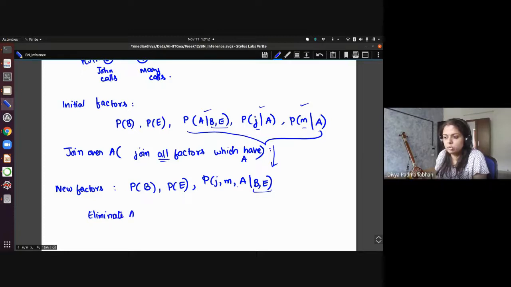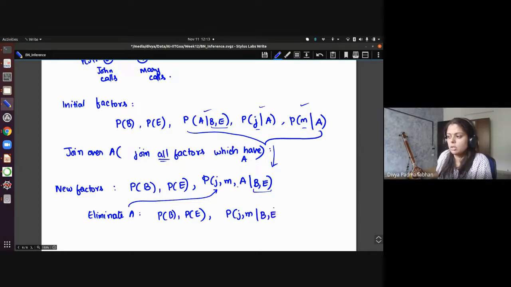So that will give you what? P of B and P of E remain. So eliminate A from this table. So what do you get? P of J, M given B, E. P of JM given BE. Okay, fine. So this you got.